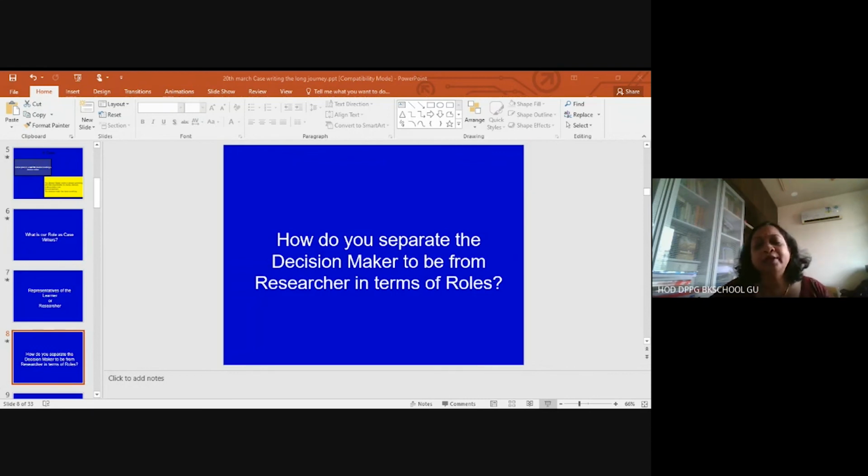When you're writing a teaching note, a case is always supported by a teaching note. So when you are writing a case, you have to make sure that you are writing a teaching note. And when you are writing a teaching note, you have to look into the case synopsis.